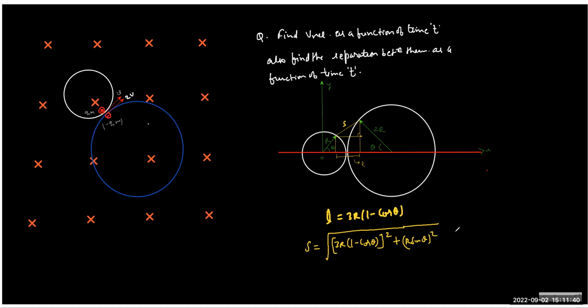Correct? Yes, sir. We can take r square, that is r common, r is outside. Now what we have is 9(1 plus cos square theta, sorry, minus 2 cos theta) plus sin square theta.